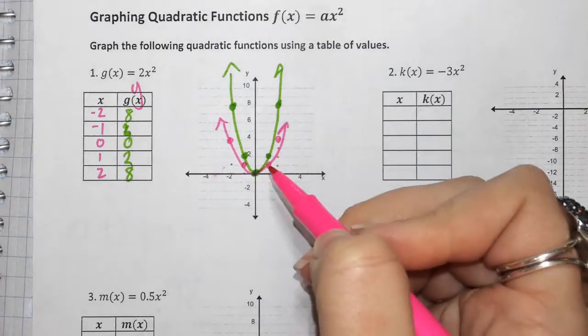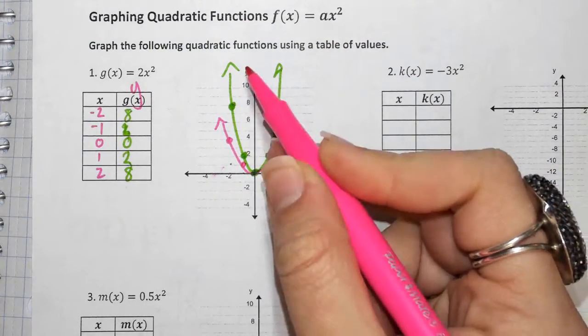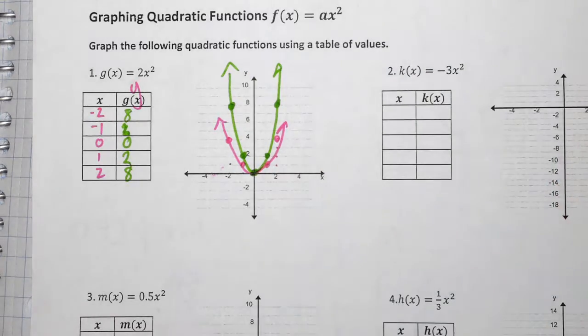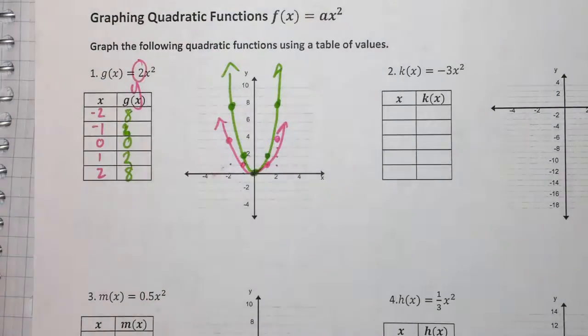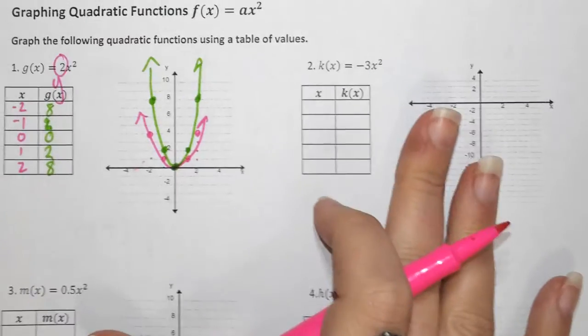Now, is that green line, did it stretch it? Did it move it up above the x-axis? Did it move it down? Did it make it wider? It stretched it. So anytime you're multiplying by a whole number, it stretches it. Okay, now do number 2.